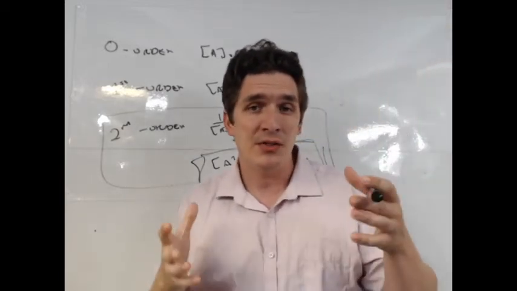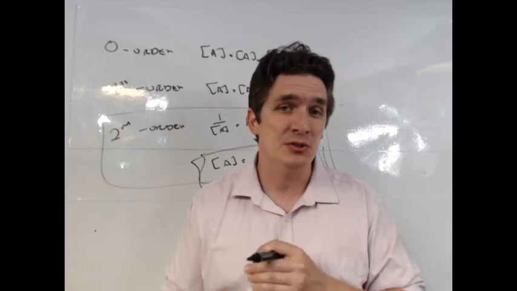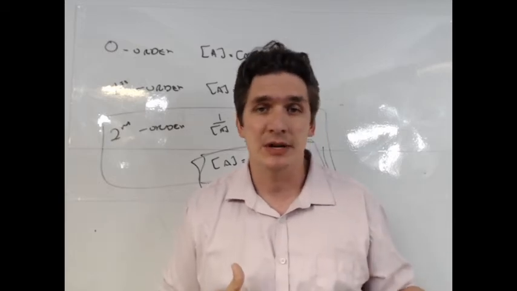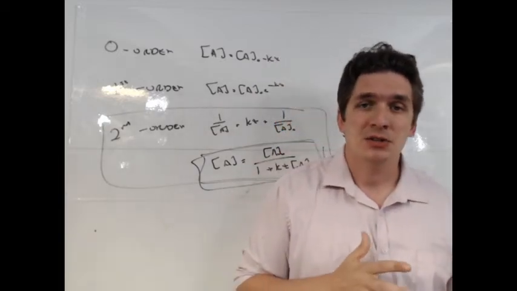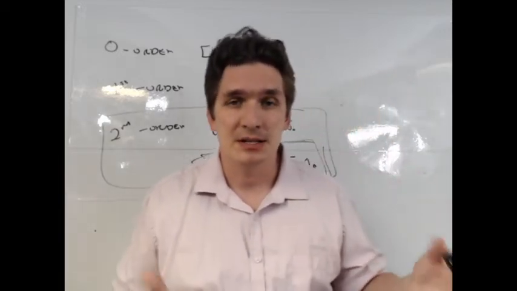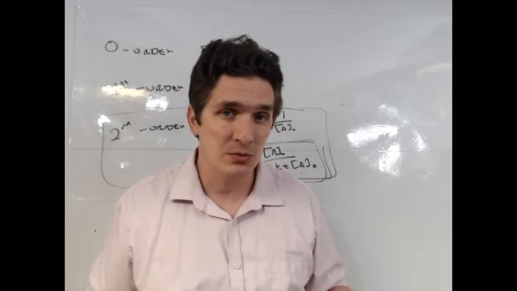So once you've figured out the order of your reaction, you're going to throw out the two graphs that don't have anything to do with your reaction. Yes, it would be true if you had a zero order reaction that for concentration versus time, the slope is going to be the rate constant k. But that's not true for a second order reaction.